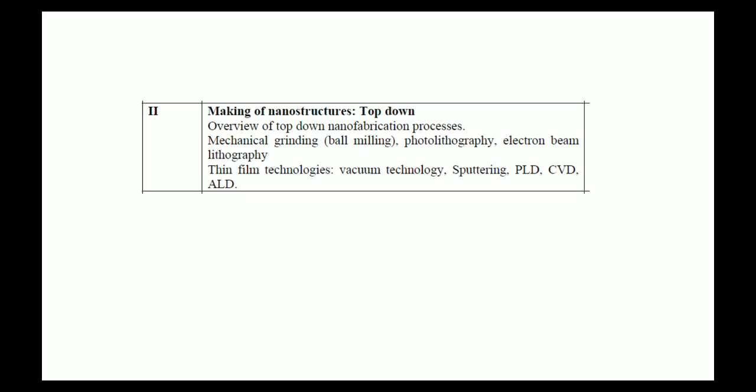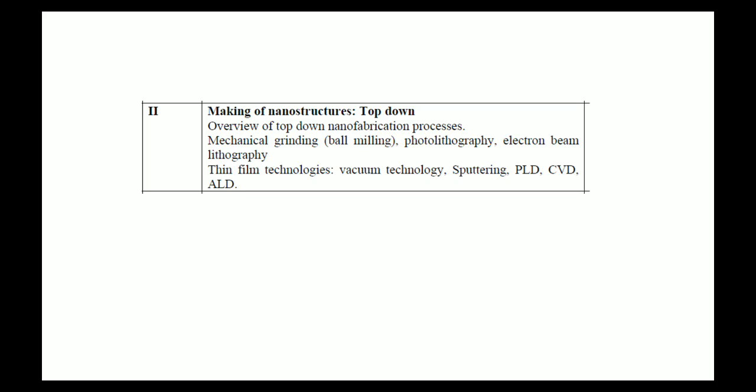So what are these techniques? Mechanical grinding, it is also called ball milling. This is a technique which comes under the top-down approach. Photolithography. We will see what lithography is, what the different types of lithography are, how you can do the lithography, and what photolithography is. Electron beam lithography. This is everything we are going to see in this chapter.